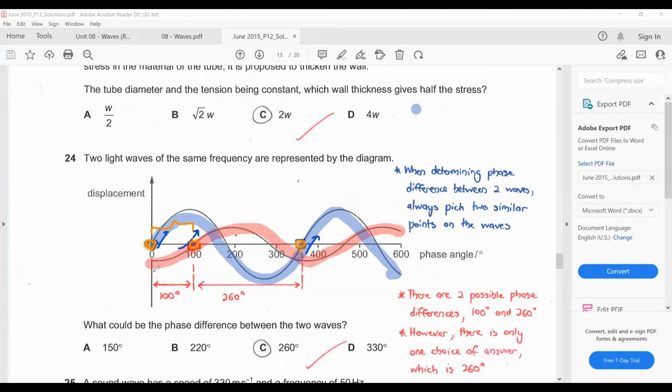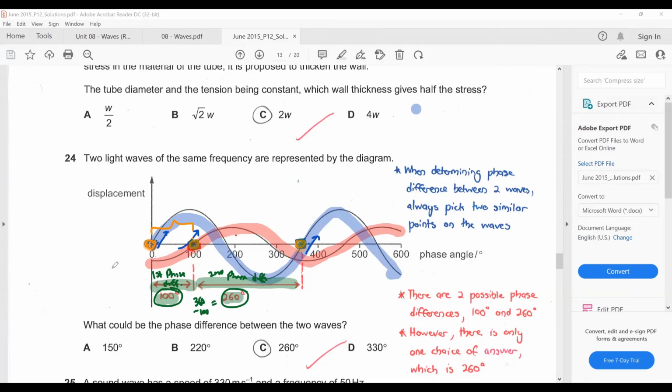This 2 is clearly 100. So this one is your first phase difference at 100 degrees. The other corresponding phase difference, between this point and this point, is going to be 360 minus 100, giving you 260 degrees. So your phase difference for the second one is 260 degrees. So it's either this or this.